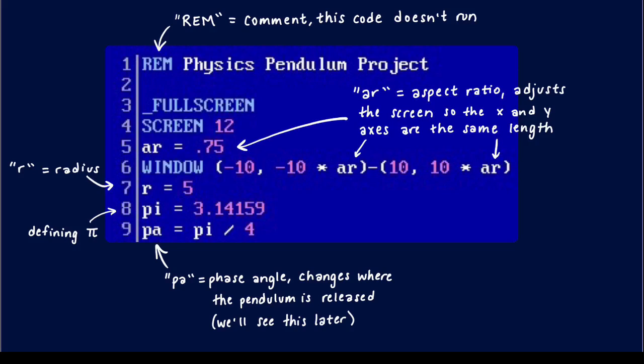R, we define the radius. We need to define pi. AR is the aspect ratio, which adjusts the screen so that the x and y axes are the same length. And PA is the phase angle, which changes where the pendulum is released in the program.